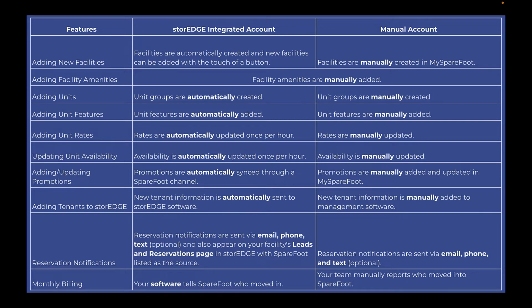By having an integrated account, facilities, unit groups, unit features, rates, availability, and promotions are automatically updated and synced once per hour. New tenant information is automatically sent to storEDGE. Reservation notifications will show up on your leads page in storEDGE with SpareFoot listed as the source, in addition to notifications being sent via email, phone, or text. And for your monthly billing or reconciliation process, your software tells SpareFoot who moved in, reducing the manual work.